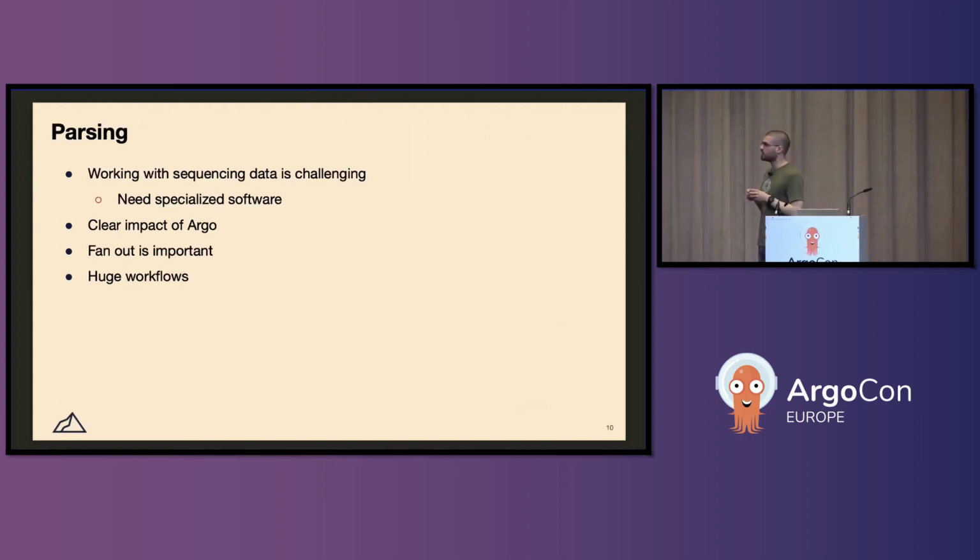Now, working with sequencing data is actually very challenging. There are these huge machines that are probably as tall as I am. They're incredibly complex, and their output is a series of highly specialized files, and they span sizes from 50 gigabytes to terabytes or something like that. So you need a lot of specialized software to parse those out.